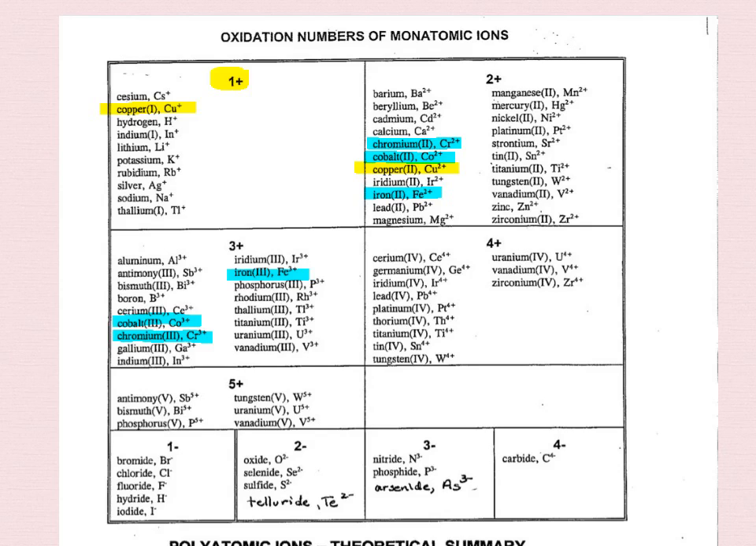There's another couple ones that are quite common. The 2 and the 4 pair. What I mean by that is tin, for example, tin 2 and tin 4. And also lead 2 and lead 4.